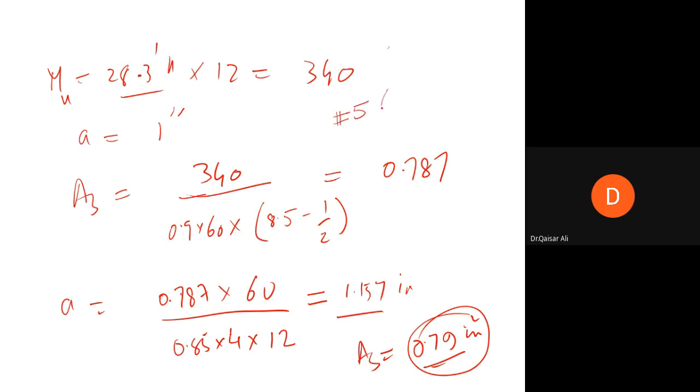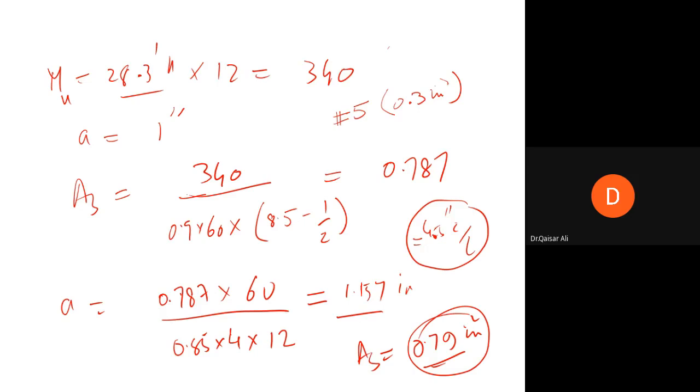You know that number 5 bar has an area of 0.3 square inch. The spacing is area of bar divided by area of steel: 0.3 divided by 0.79 into 12. It comes out to be around 4.5 inch center to center. So it is the closest spacing that you can come across in this whole design, because 28.3 is the largest bending moment. All the spacings will be less than this.